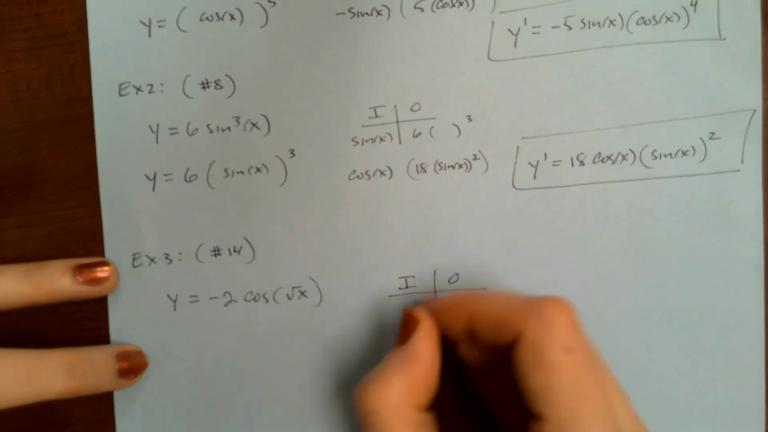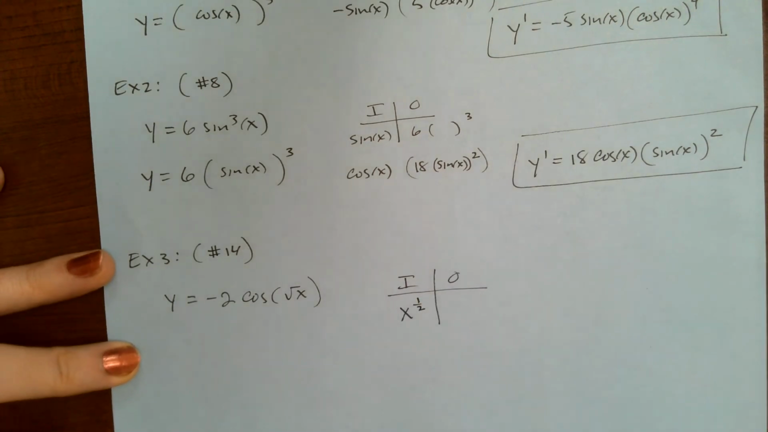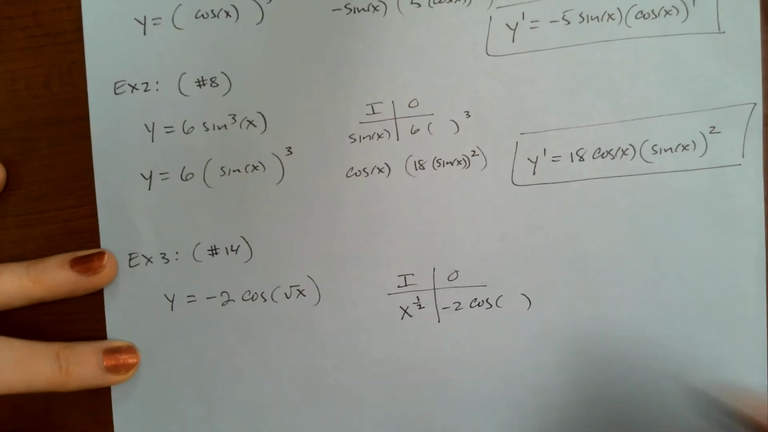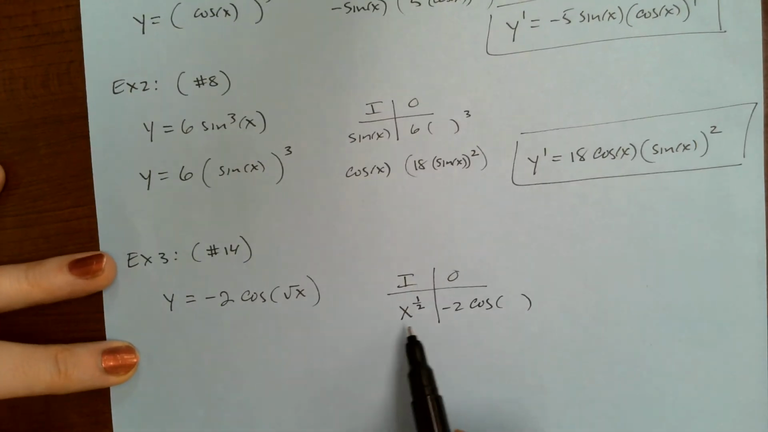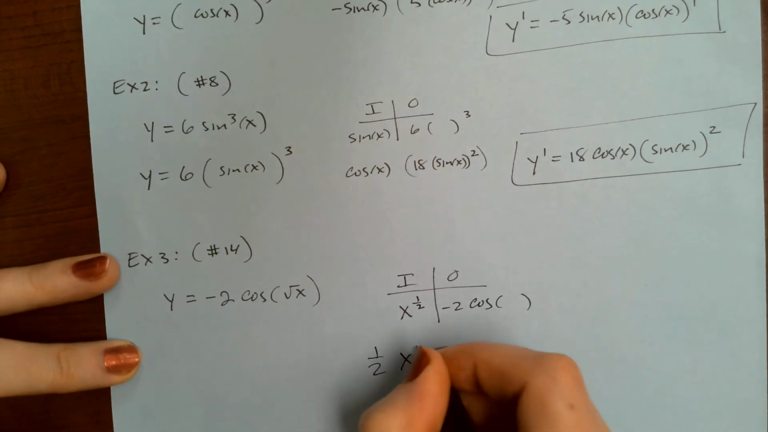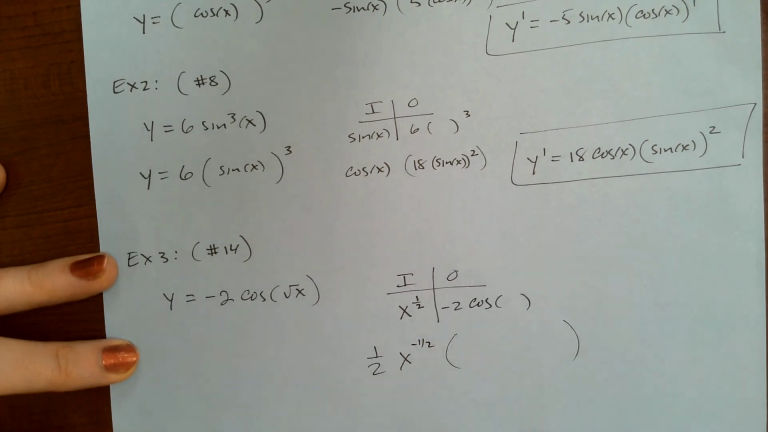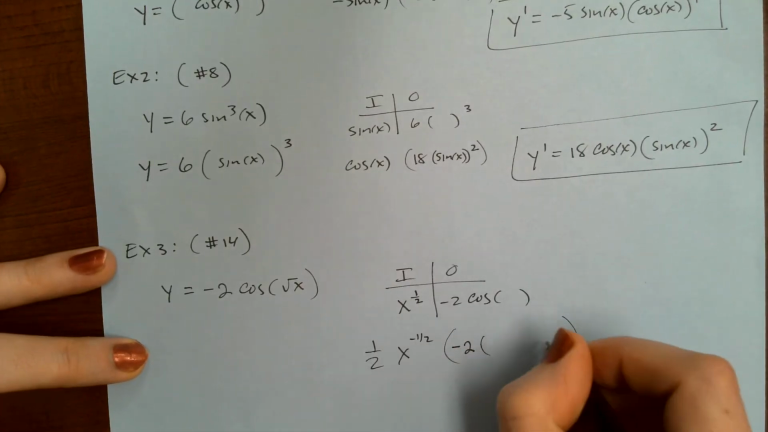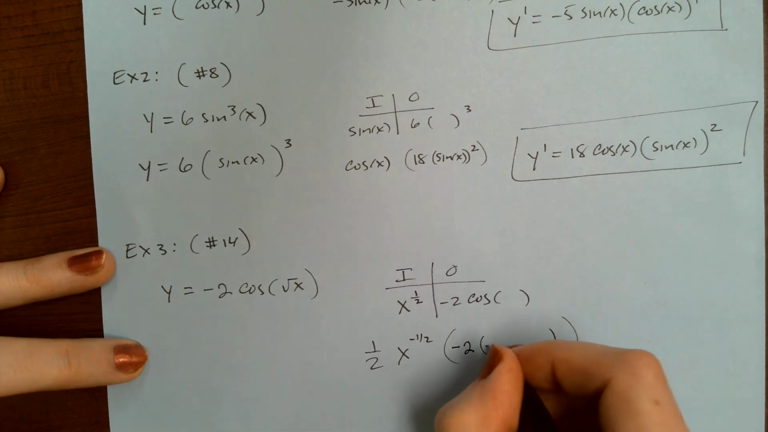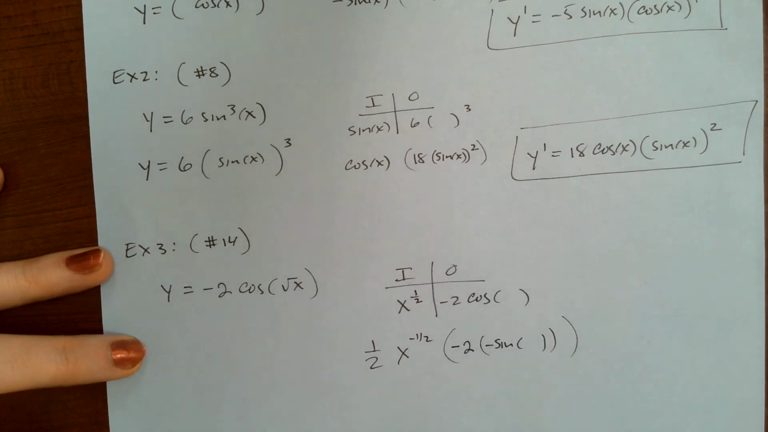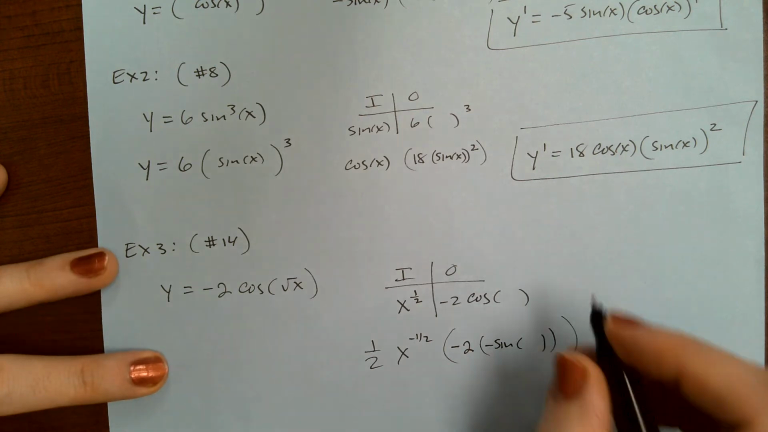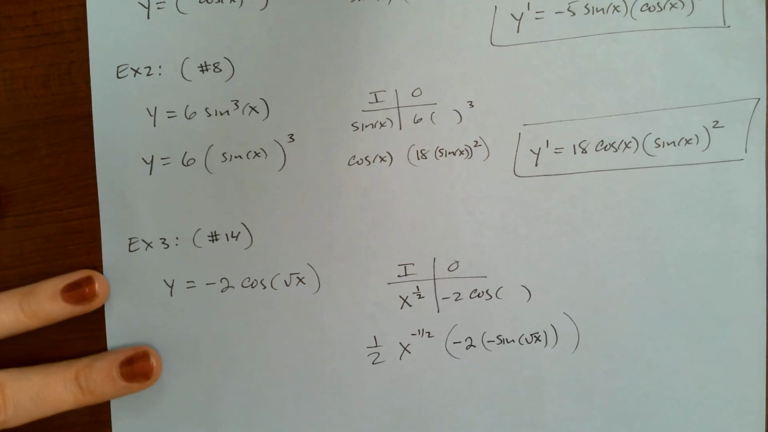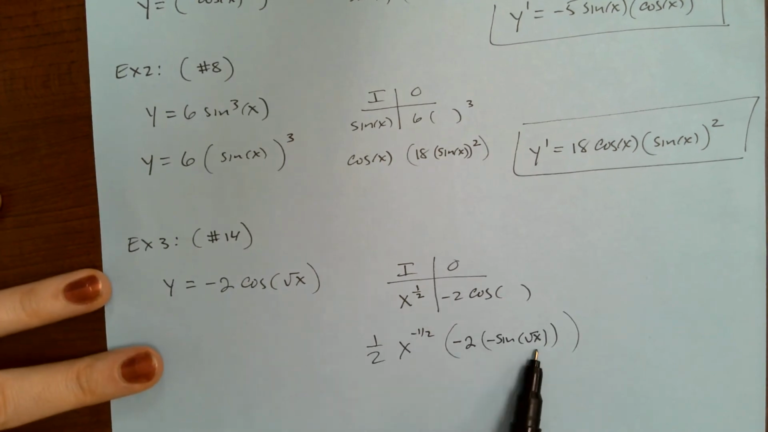Radical x. So the inside function is x to the 1/2. The outside function is -2 cosine of blank. The derivative of this is 1/2 x to the -1/2. And then for the outside derivative, you carry down the coefficient. And then the derivative of cosine is negative sine of blank. What goes back in the blank, what used to be in there, I'll convert it back to radical form, so radical x. Okay, so that goes back in there.